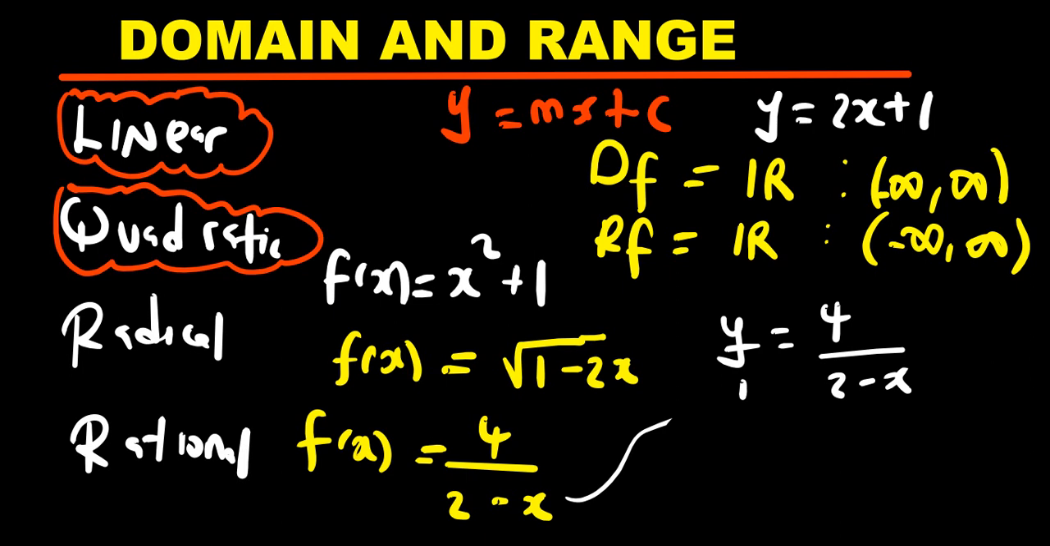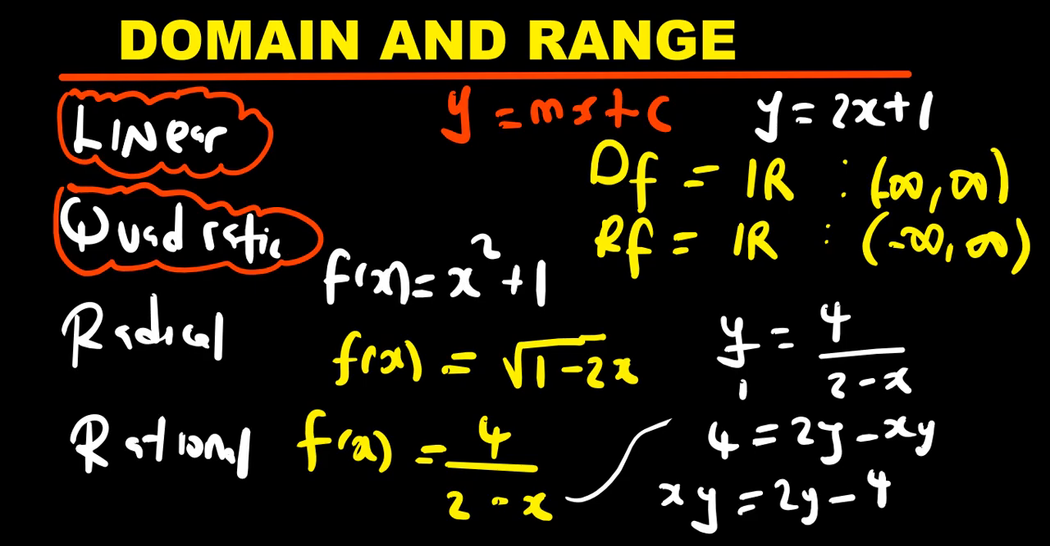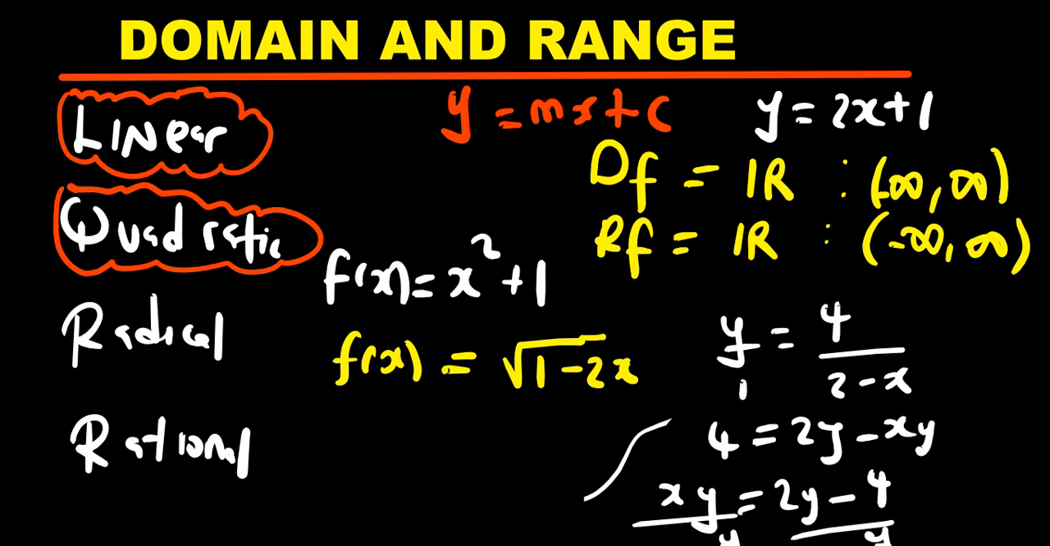So it will be 4 is equal to 2y minus xy. I can take the negative xy to the other side, and I take the 4 to the other side. So what am I going to have? I'm going to have xy is equal to 2y minus 4. Then I'm going to divide by y on both sides. So when I divide by y, my answer will be x is equal to 2y minus 4 over y.